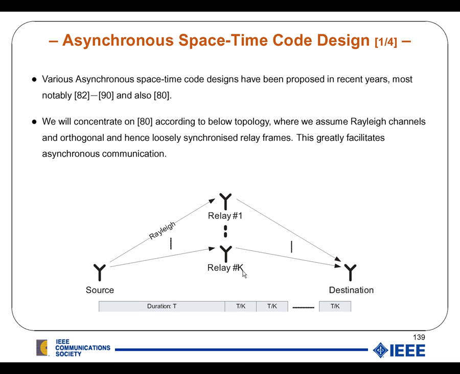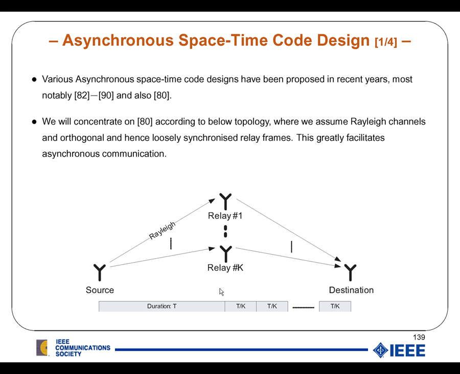Asynchronous space-time code protocols have emerged recently, in particular 82 till 90 and also in 80, and we will concentrate on 80. What happens here is we do have a source terminal communicating with the destination via K relays. We assume the source communicates during duration T, and then each of the relays, instead of transmitting at the same time, contracts that signal and transmits during a time duration T divided by K. Of course, like this, you avoid the synchronization problems on a symbol or chip level, but you have a much looser synchronization on frame level.